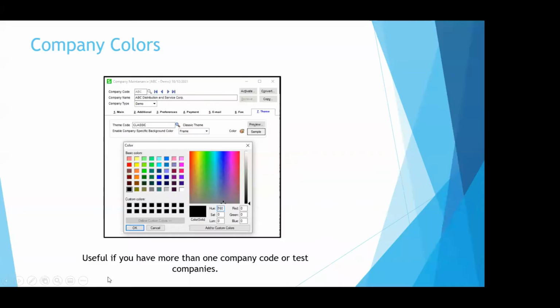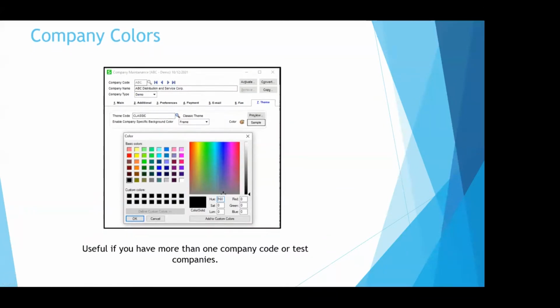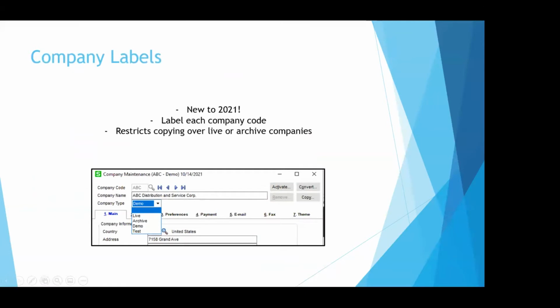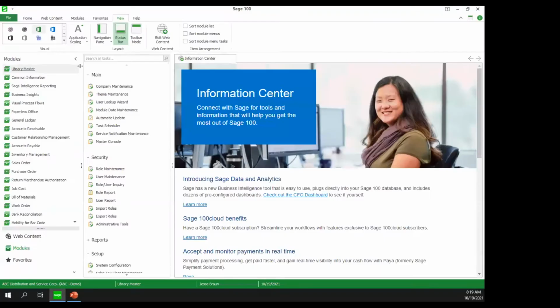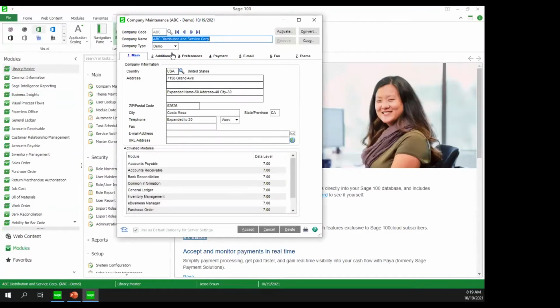All right. So in addition to company colors, I'm going to show you another new 2021 feature, which is the ability to label a company. This has been something long time coming that is pretty cool. So over here in our company maintenance, you'll notice a new dropdown that allows us to set the company type. We can choose a live, archive, demo, or test.